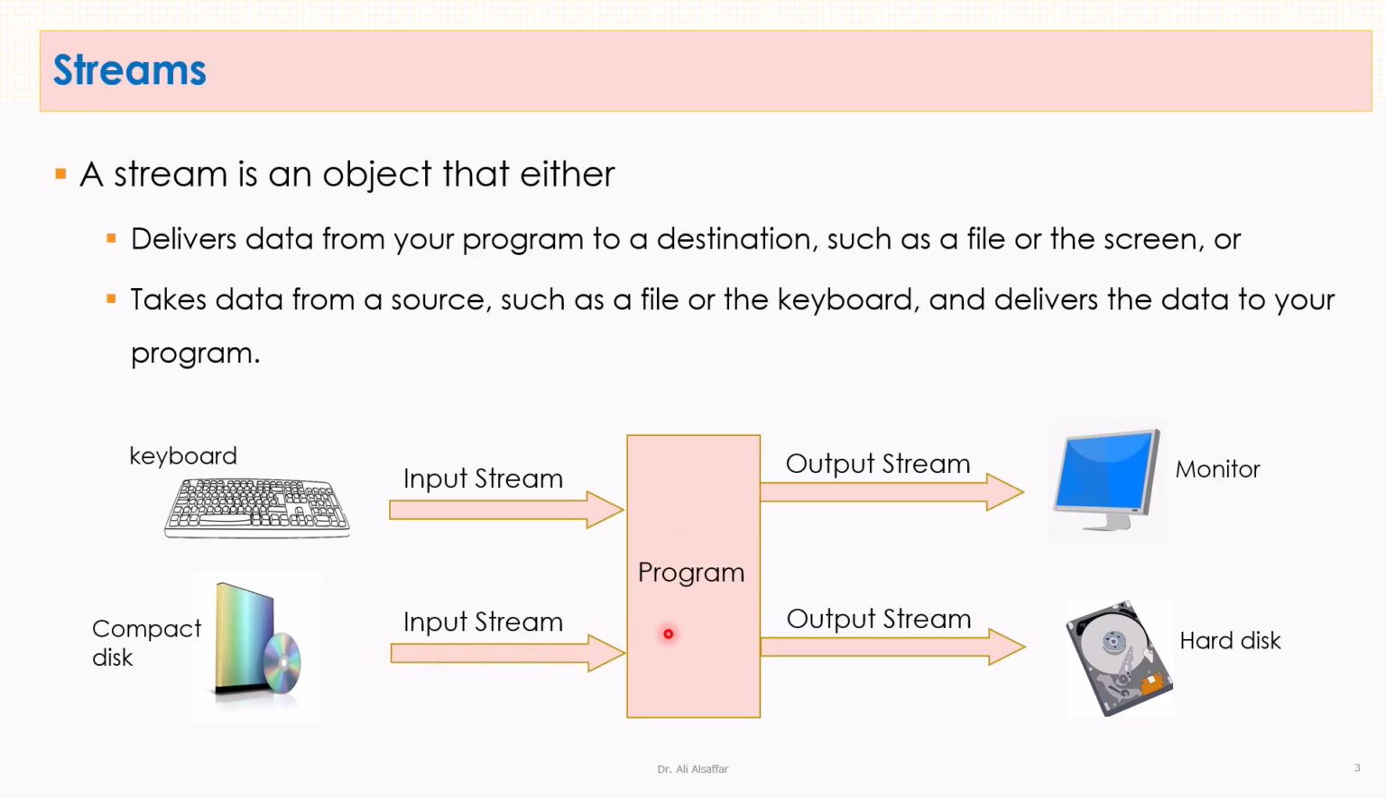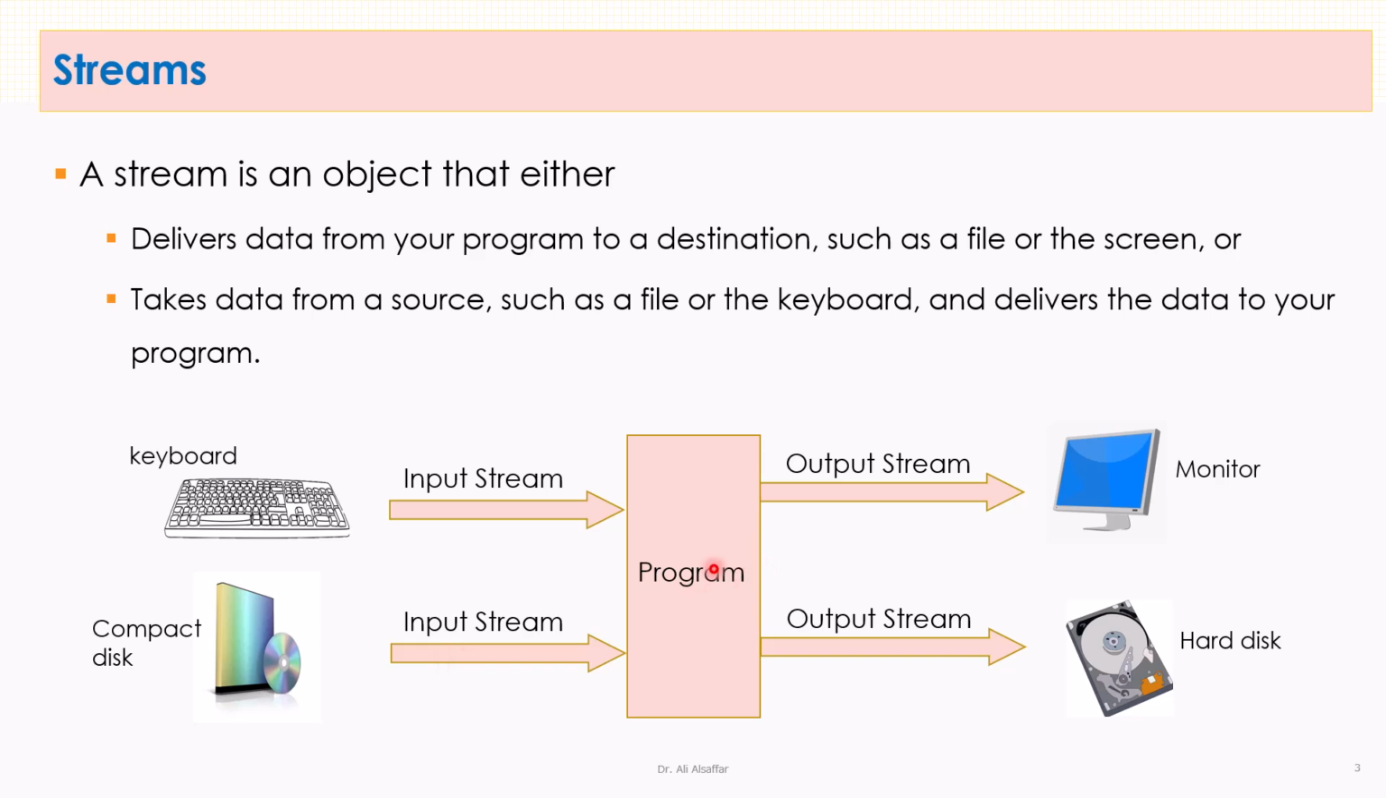Also, if the program is reading from a compact disc, which is a CD, then the data that is going from the compact disc to the program is called an input stream. This happens when we are playing something from the CD, an MP3 file as an example. The data of the MP3 file is moving from the compact disc to the program, so we say we have an input stream.